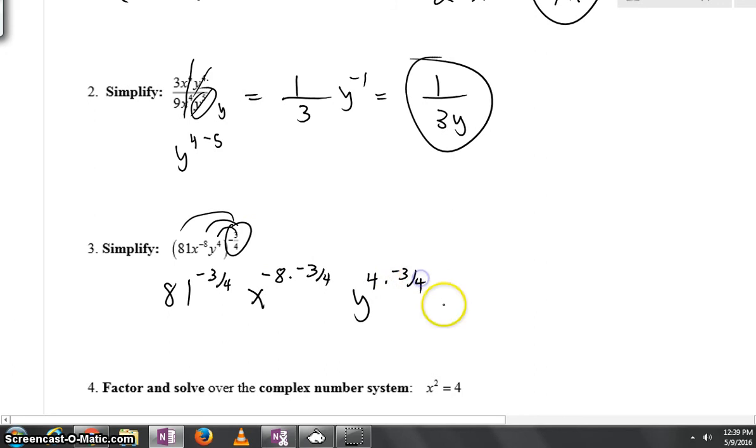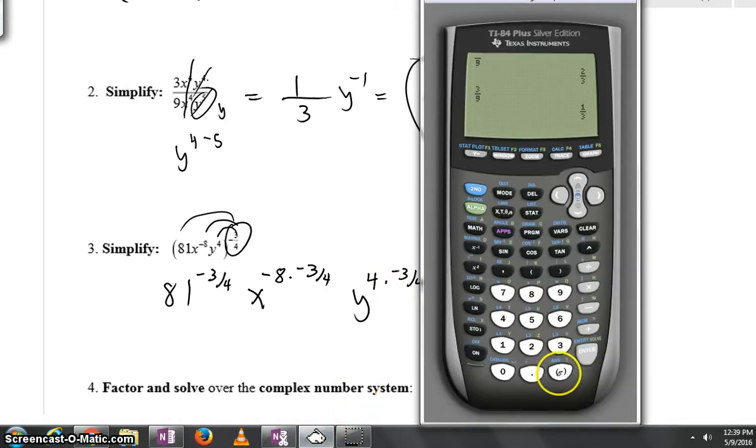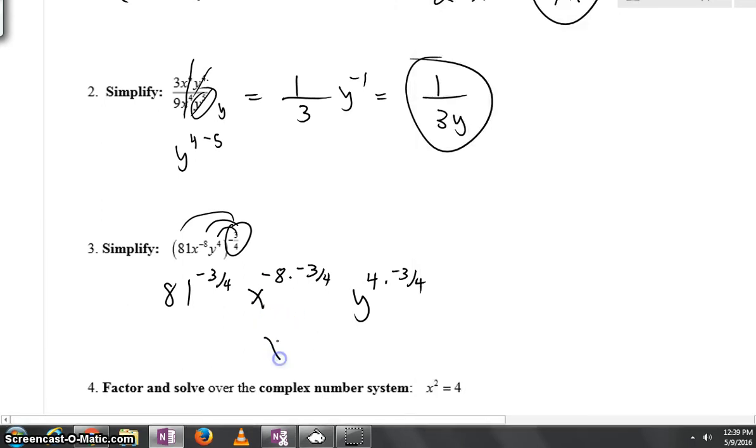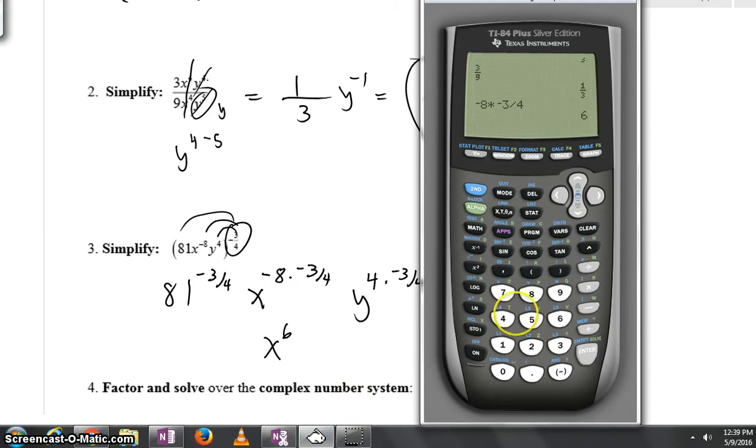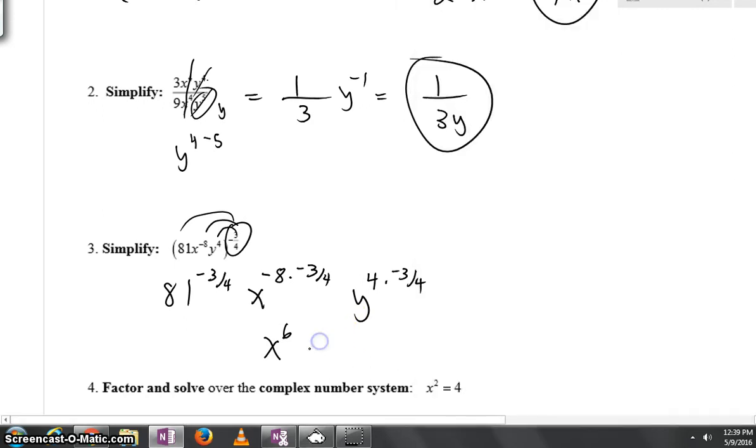And let's real quickly just see what's happening. If fractions have been an issue for you, just use the calculator. You don't even have to hit the fraction button. Negative 8 times negative 3/4, you'll get 6, x to the 6. Go ahead and take 4 times negative 3/4 here. And without too much work, you're going to see that you get negative 3. You'll get y to that negative third power.